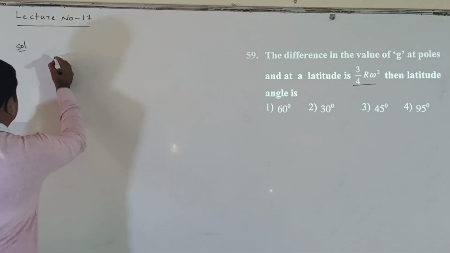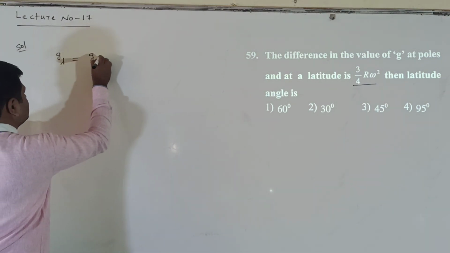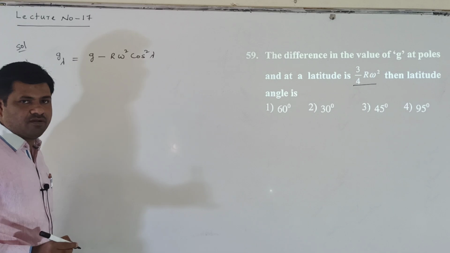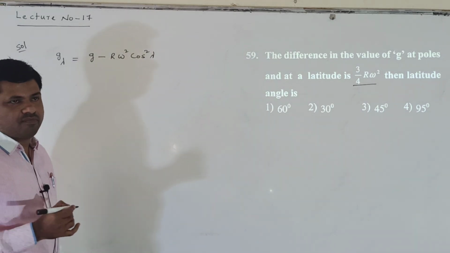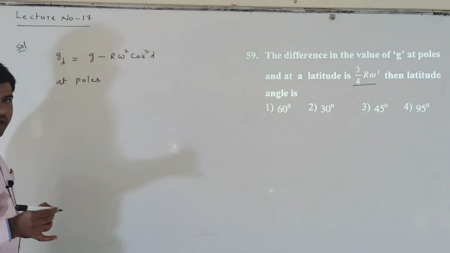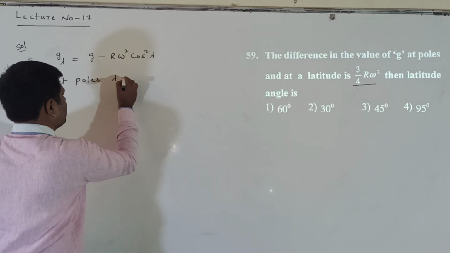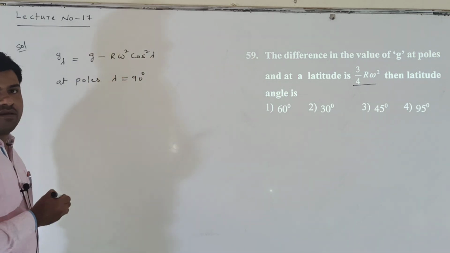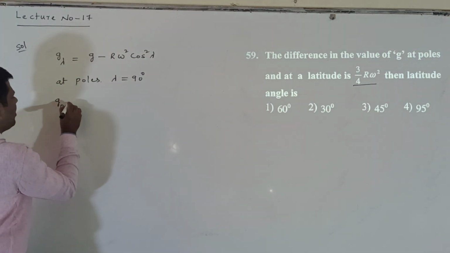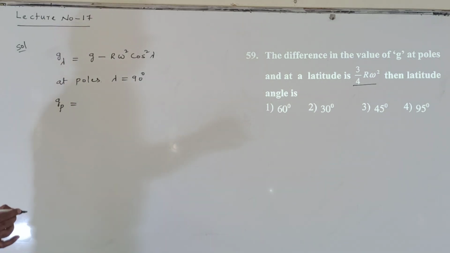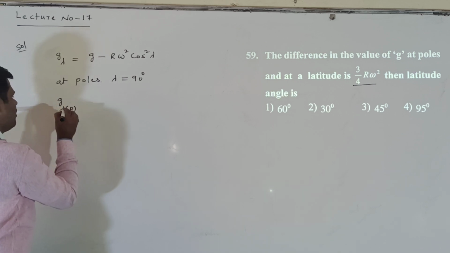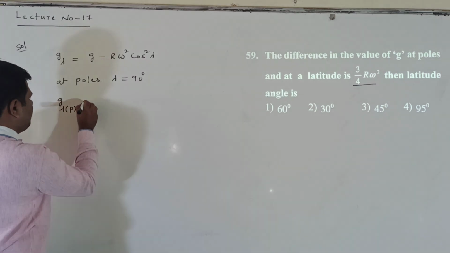First of all, at the latitude, g lambda is equal to g minus R omega square cos square lambda. This is the formula, we know that. This is at the latitude lambda. Now at the poles, lambda is equal to 90 degrees because it is perpendicular. Now g at the pole, in place of lambda I am writing P for understanding purpose.